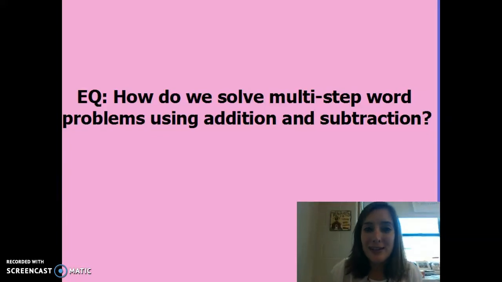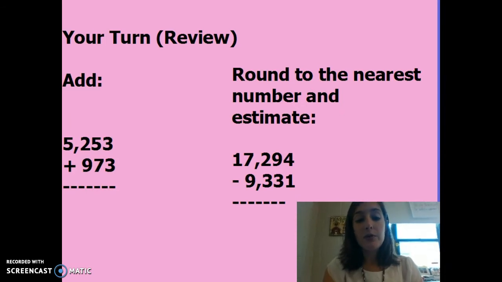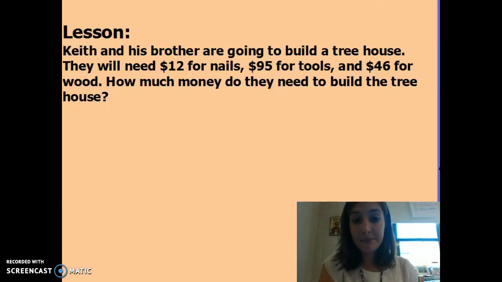Alrighty guys, so we're on our last question for the chapter. How do we solve multi-step word problems using addition and subtraction? So here's your turn review. For number 1, you're simply adding 5,253 plus 973. No rounding, no estimating. Number 2, you will be rounding. Round to the nearest number and estimate the answer. 17,294 minus 9,331. When you finish those questions, you may move on to today's lesson.